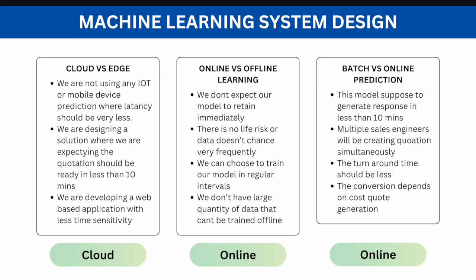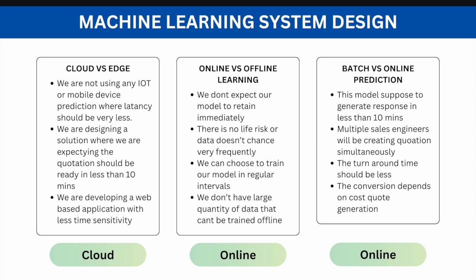Creating the system, we had to make a few decisions around our machine learning systems. On cloud versus edge systems, we are not using any IoT or mobile devices, or products and predictions where latency should be very low. So there are no edge systems we are using right now, and we are designing a solution where we expect the quotation to be ready in less than 10 minutes. So a cloud-based system will be a great fit for that.